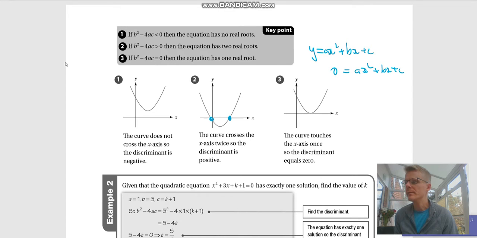So y has become 0, and y equals 0 is this x-axis here. So when y is 0, what values do you get for x? And you get these two solutions. Now, that's assuming you can solve the quadratic formula. However, sometimes you might not be able to.